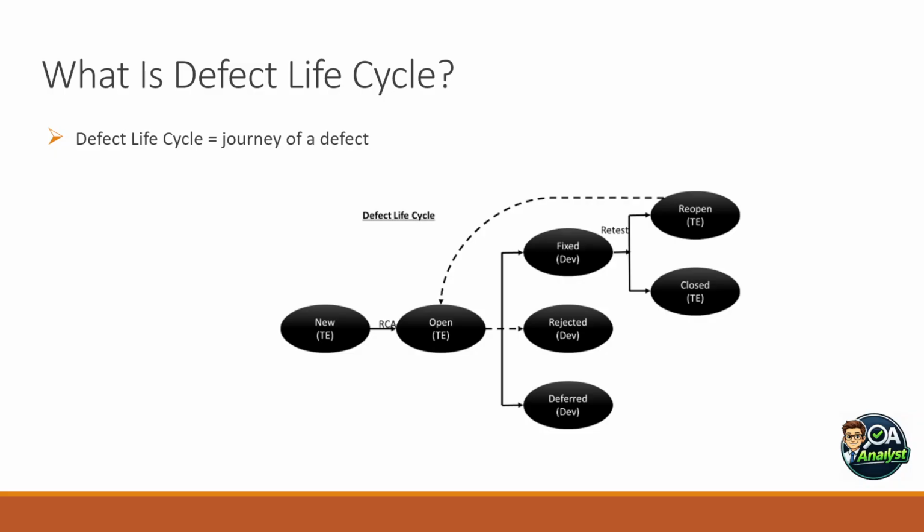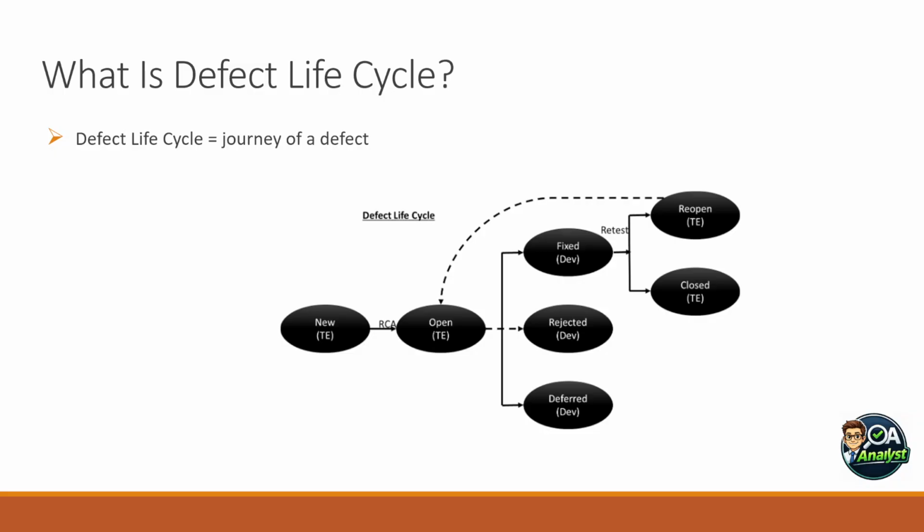Another important status is deferred. Deferred means the defect is valid, but it will be fixed later, not in the current release. The reasons could be that the defect has low priority, there are time constraints, or there is a feature freeze. For example, a minor UI alignment issue found just before the release. In such cases, the team may decide to defer it, again based on priority, time constraints, and feature freeze.